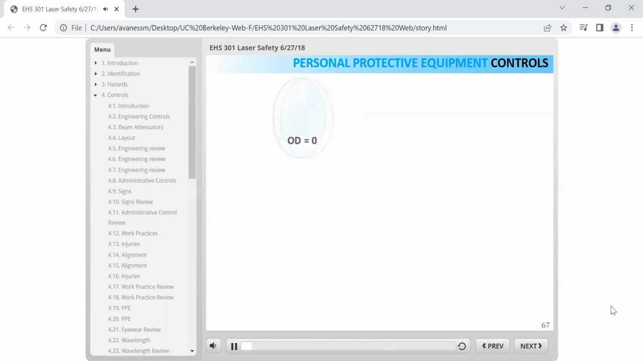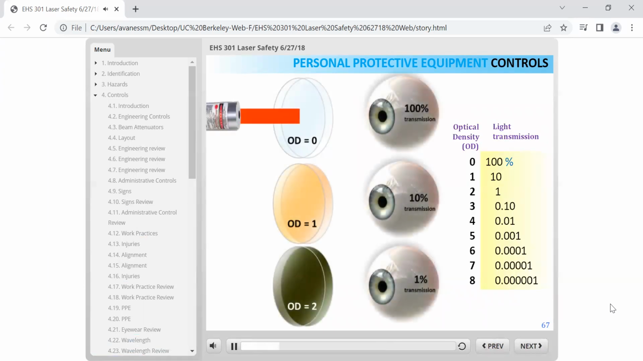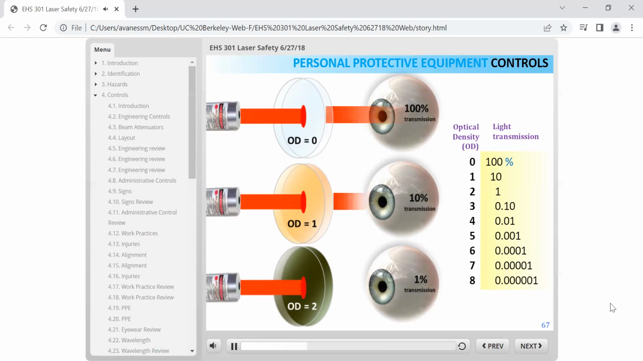The ability of a lens to filter out a laser's wavelength is called its optical density. The relationship between optical density and the amount of laser beam that is transmitted is shown in this table. For example, a safety eyewear that has no optical density, such as in regular prescription glasses, will allow 100% of light to pass through its lens. If the lens, however, was treated and it was rated with an optical density of 1, then it only allows 10% of the laser beam to pass through.